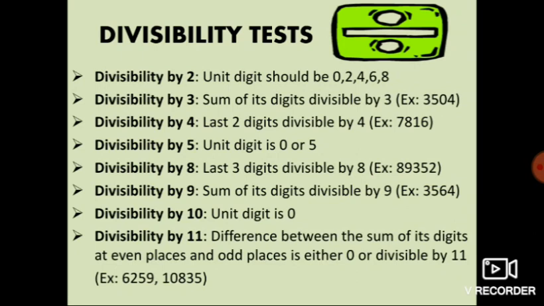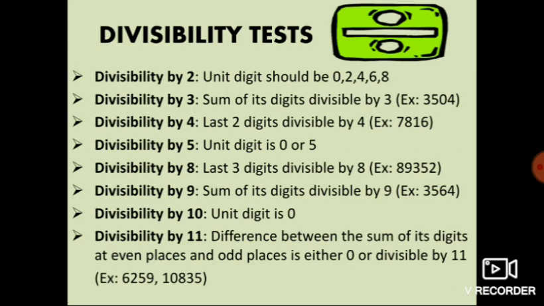Divisibility by 8 is similar to divisibility by 4. The only difference is that instead of 2 digits, we check the last 3 digits. In this case, the number is 89,352 and the last 3 digits make 352. Is it divisible by 8? Yes, 44 times 8 gives 352, and thus 89,352 is divisible by 8.